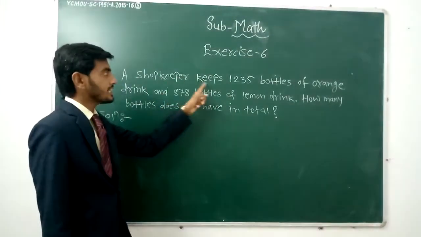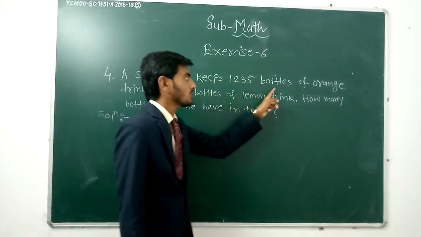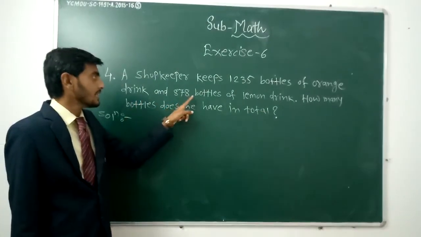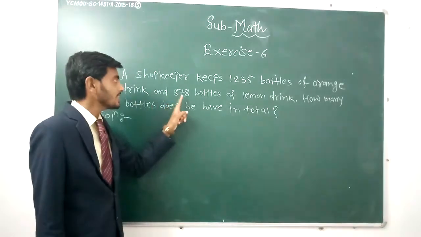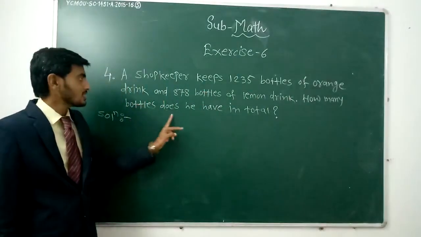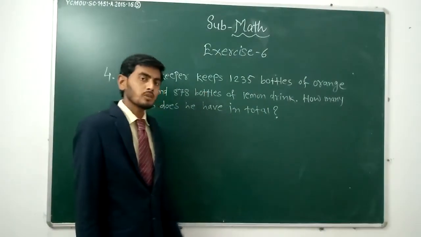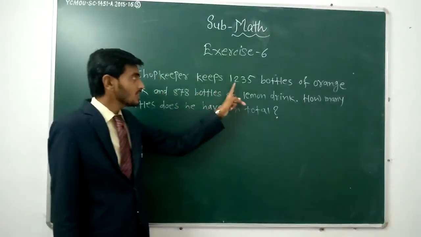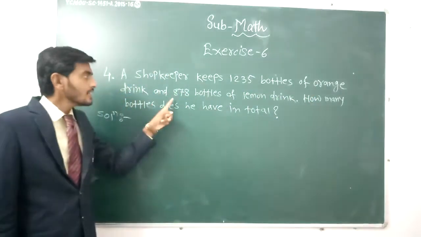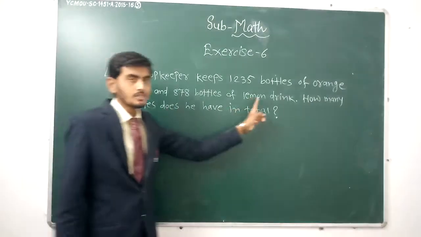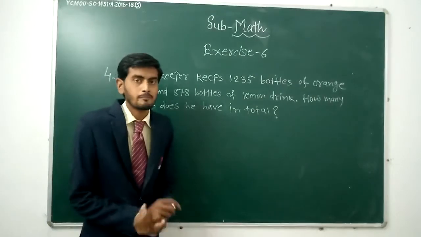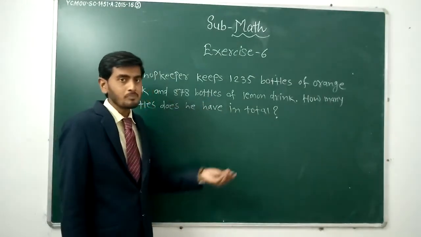A shopkeeper keeps 1235 bottles of orange drink and 878 bottles of lemon drink. How many bottles does he have in total? Read one more time. A shopkeeper keeps 1235 bottles of orange drink and 878 bottles of lemon drink. How many bottles does he have in total? So understand the meaning of this question.